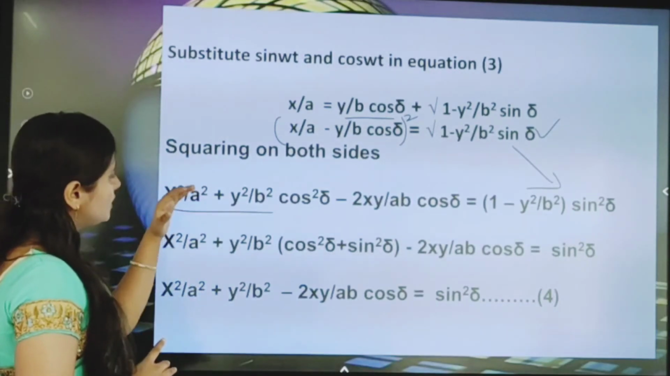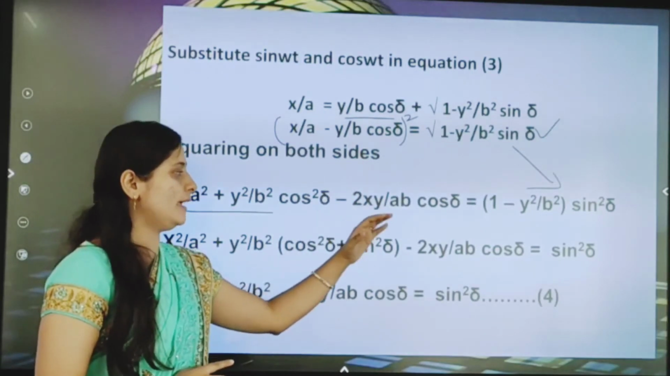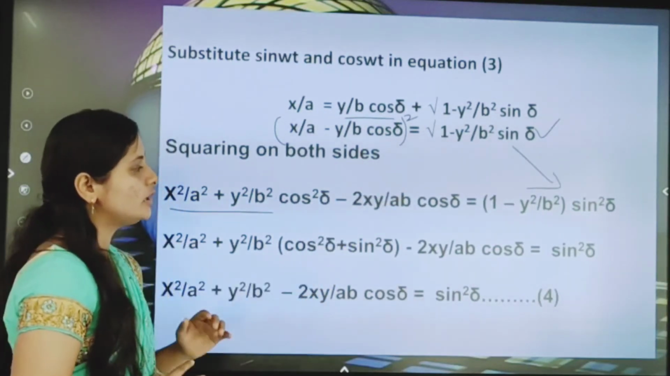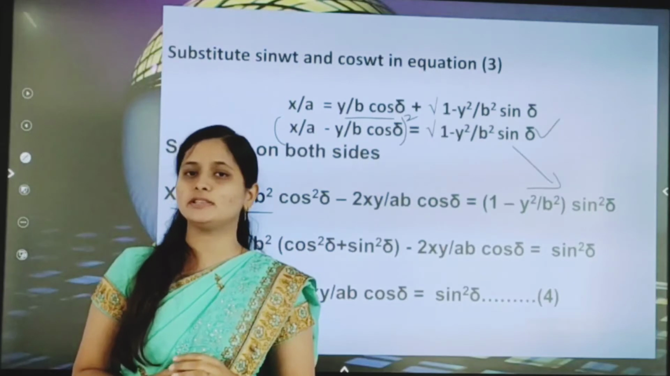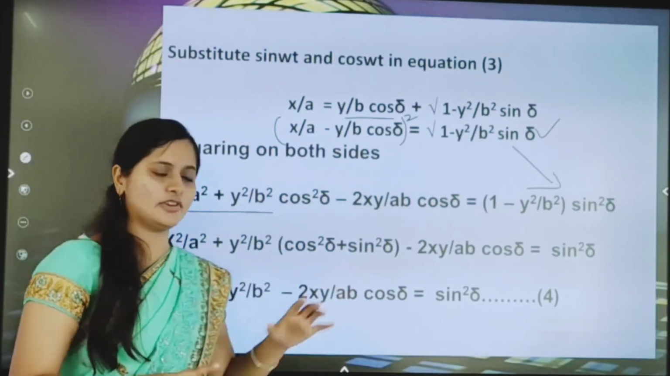x square by a square plus y square by b square cos square delta minus 2x by ab into cos delta is equal to 1 minus y square by b square into sin square delta. Next, again we are simplifying and getting our equation number 4.